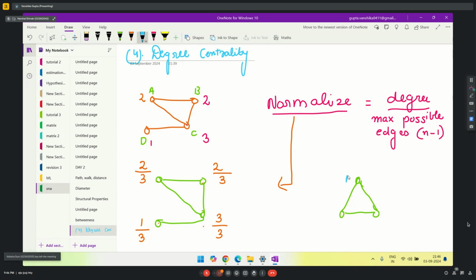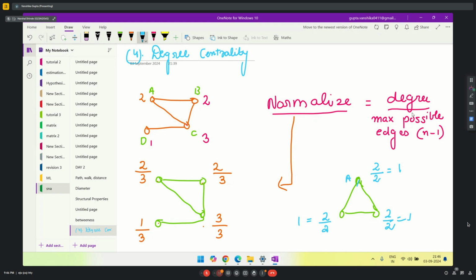See, for this node A, what will be the degree? Two. And what will be n minus 1? Two. So this is coming as 1. 1 means maximum dense. For each of them you will get 1 because it is maximum dense. Maximum dense means that particular node is connected to every other possible node in the graph. So the maximum will be one and the minimum will be zero. Yes.